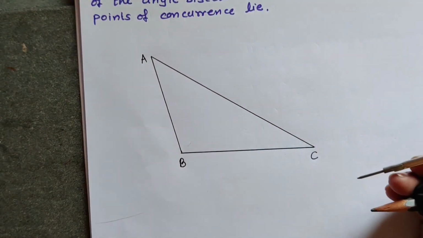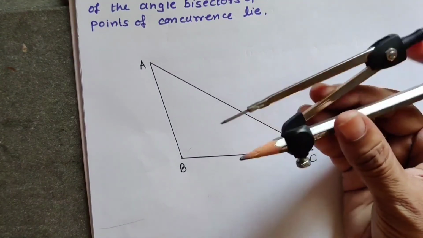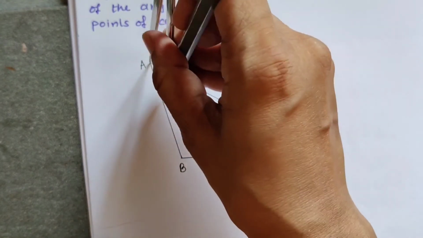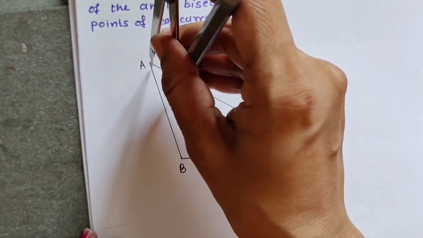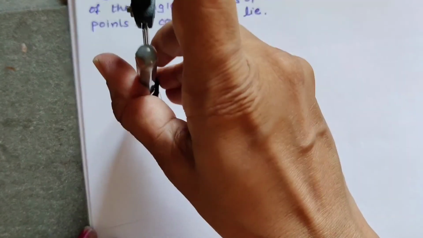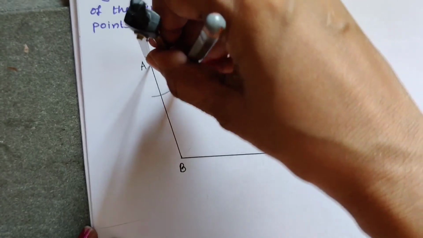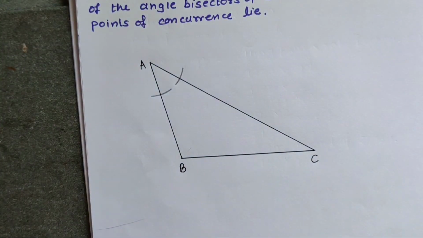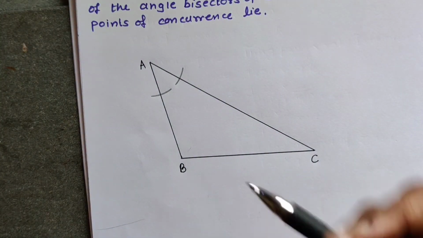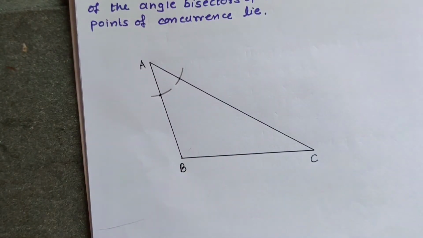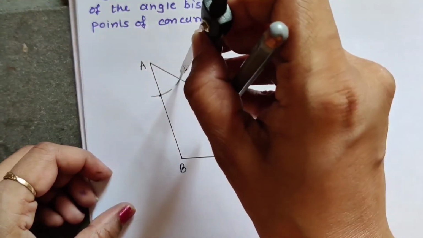I will be drawing from point A first. I am taking any distance in my compass and I am going to draw two arcs. Placing my pointer on vertex A, I am going to draw one arc on side AB, another arc on side AC. And in this way I have got 2 points, one on side AB, another on side AC. Now I will be drawing two intersecting arcs from these 2 points.